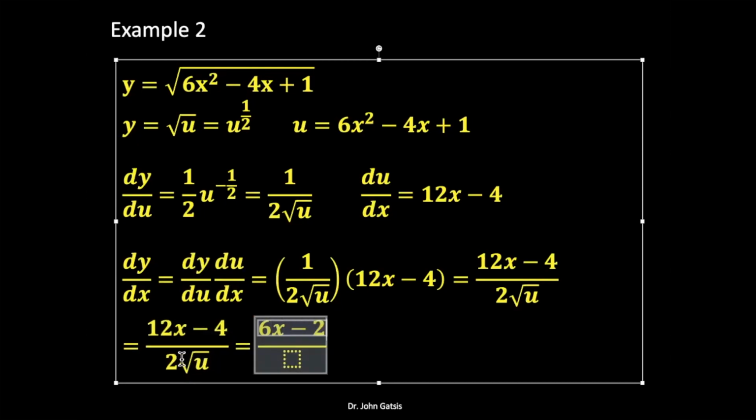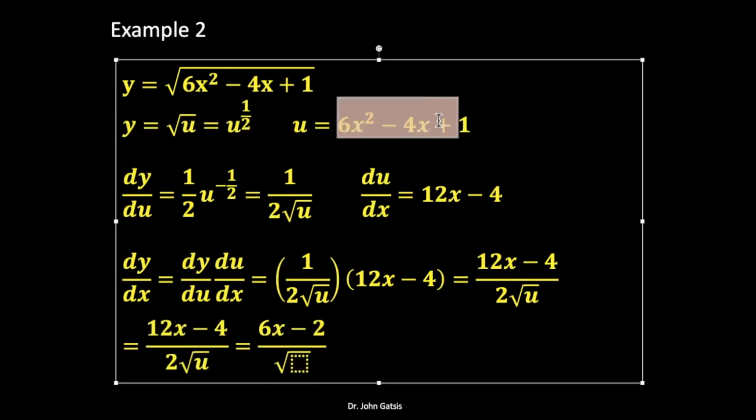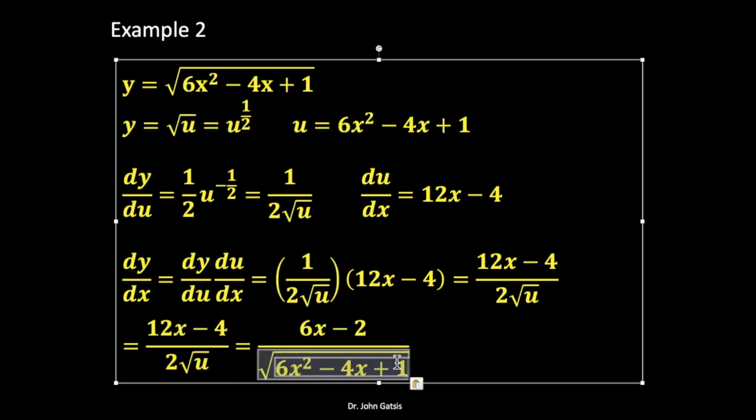That's 6x minus 2. So what I did here is I took these guys here and divided them all by 2, term by term. And the square root of u, well, what is u? Well, u is this stuff over here, so I can just plug in those things there and get the final answer.